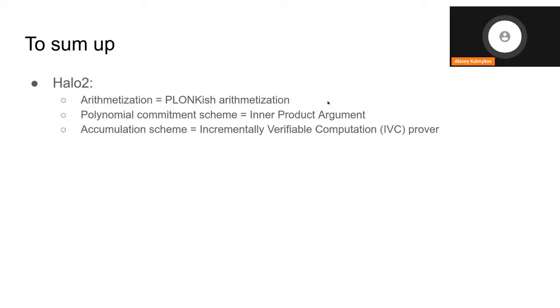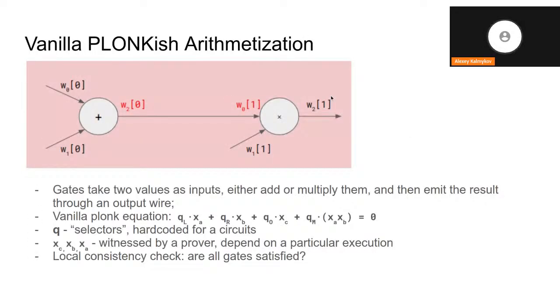Okay, so again, to sum up, Halo2 in a nutshell is Plonkish arithmetization, inner product argument as the polynomial commitment scheme, and incrementally verifiable computation prover as the part of the accumulation scheme. Now we're going to look at how these things work out in more detail. And we're going to start with arithmetization.